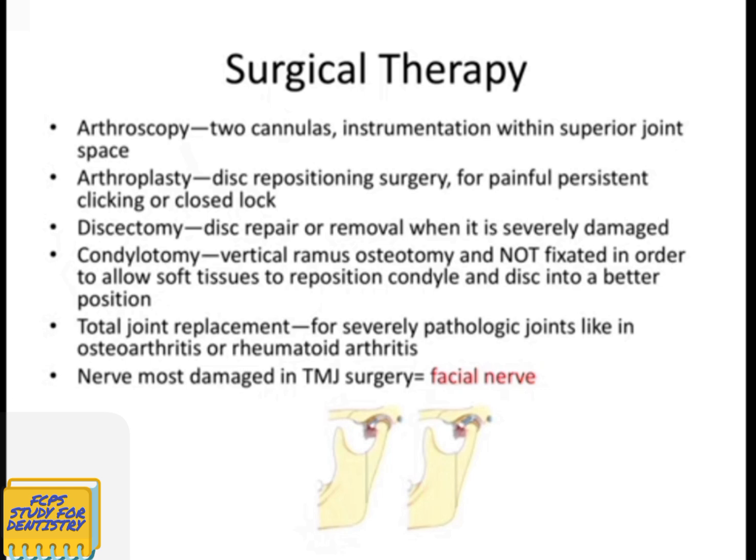So total joint replacement can involve an osteochondral bone graft, where rib joints are actually the most common autogenous material used to replace the condyle. This can also include total prosthetic joint replacement or reconstruction, which involves a prosthetic condyle and a prosthetic fossa. Now, for the board exam, one thing to know is that the nerve that's most likely damaged during TMJ surgery is the facial nerve. So that's cranial nerve number 7.